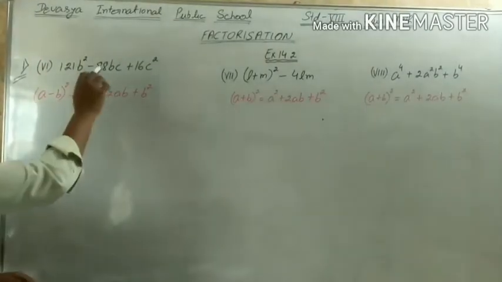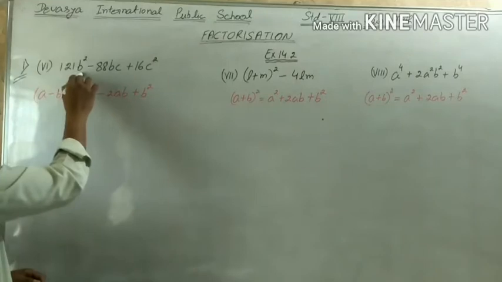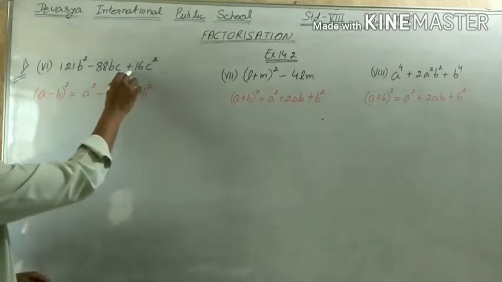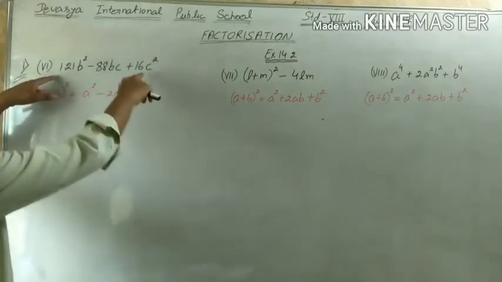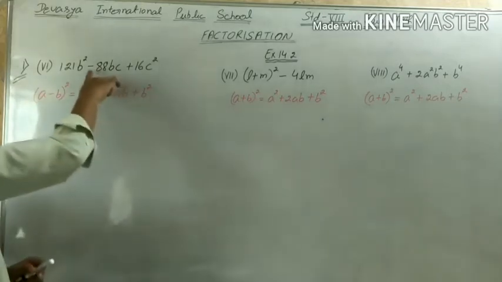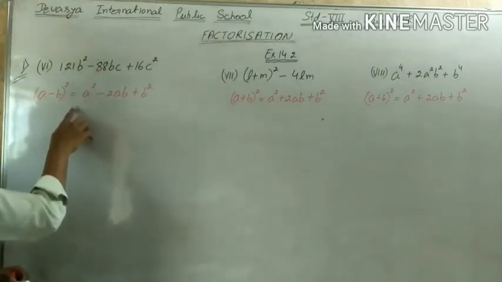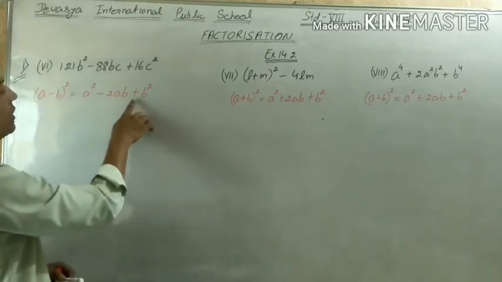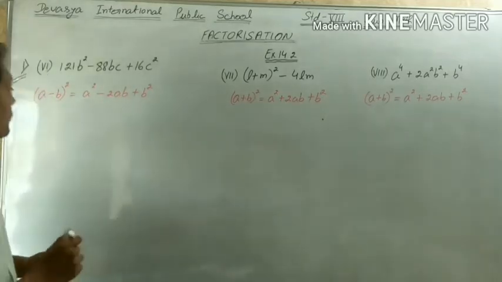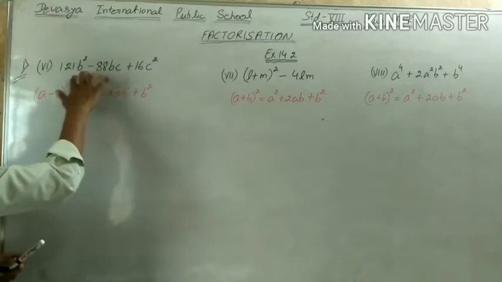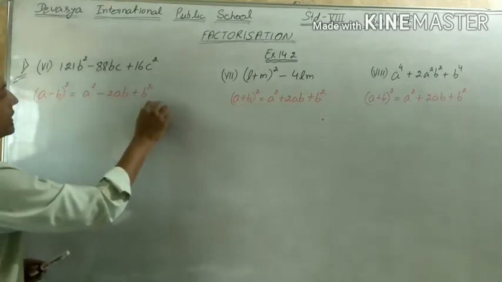Question number 6. The expression is 121b square minus 88bc plus 16c square. The first and the last terms are perfect squares. The middle term is a negative term. So the identity we are using is a minus b whole square, which is a square minus 2ab plus b square. Okay. So we need to actually modify this whole expression like this.